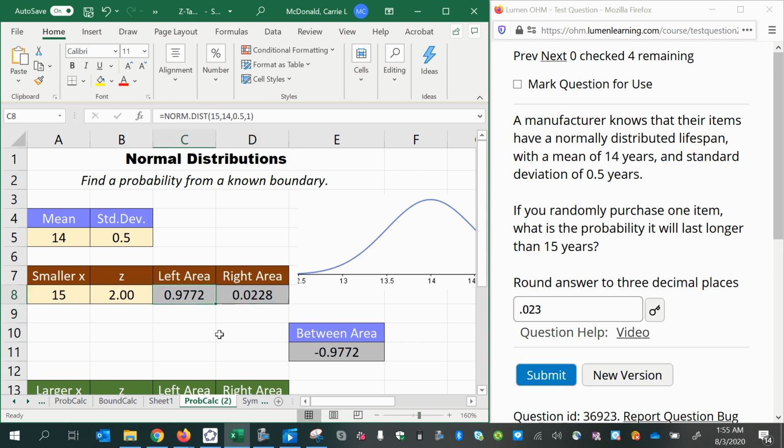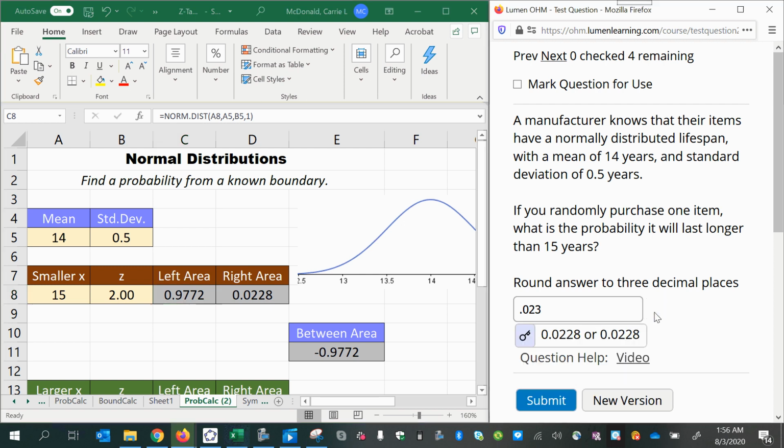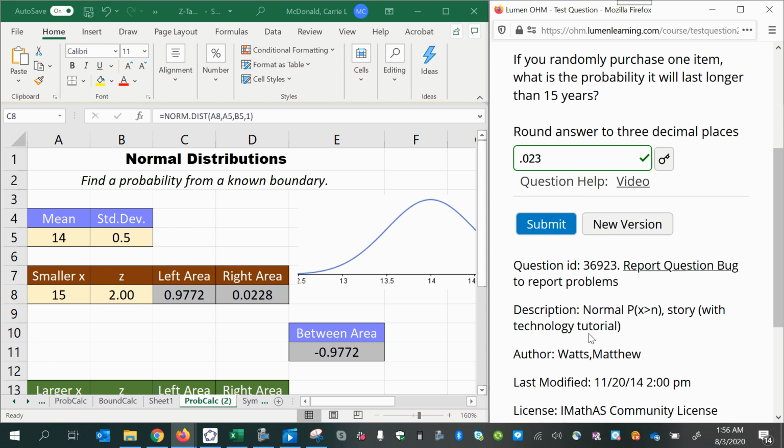If you want to set this up so that it will refer to the cells containing these values, you can click on the X value cell, then the mean, comma, standard deviation, comma, 1 for cumulative. This way, anytime you change these cells, the answer will recalculate. So you can see we got that one right.